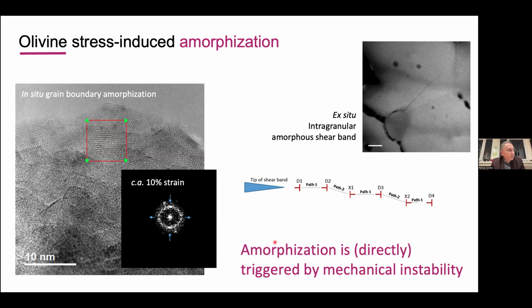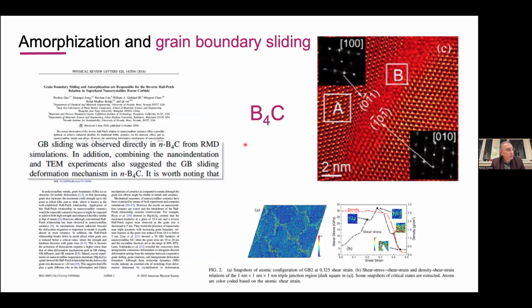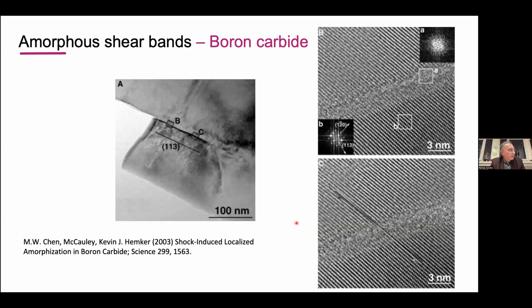Of course, we did this work on olivine, but this is a phenomenon which was already observed in other materials, and of course ceramics, tough materials. So here, for instance, boron carbide, where they did observe experimentally, I think in nanoindentation, some grain boundary amorphization, but also something that they did calculate by molecular dynamics. That was observed before in boron carbide, but during shock. But I think that it's probably kind of equivalent.